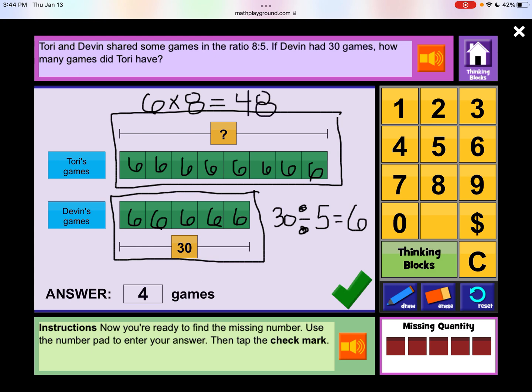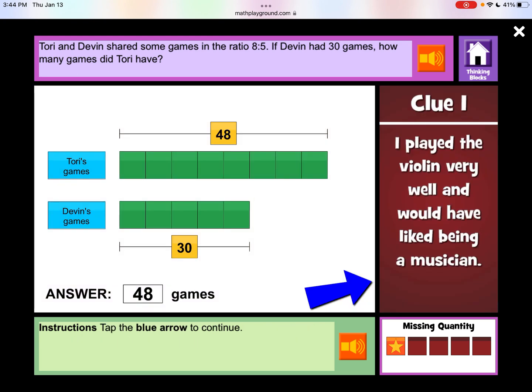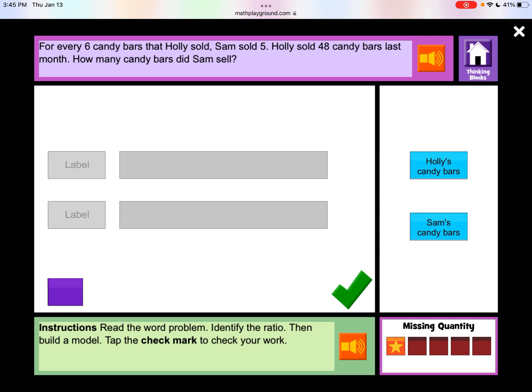So to put the answer in, I just press the numbers, and then I can press the green check mark, and I got it right. Right? So I'm going to press the blue arrow, and I want you to notice that down in the bottom right-hand corner, there's a star. That's what I want. I want to get stars. That shows that I answered it correctly.